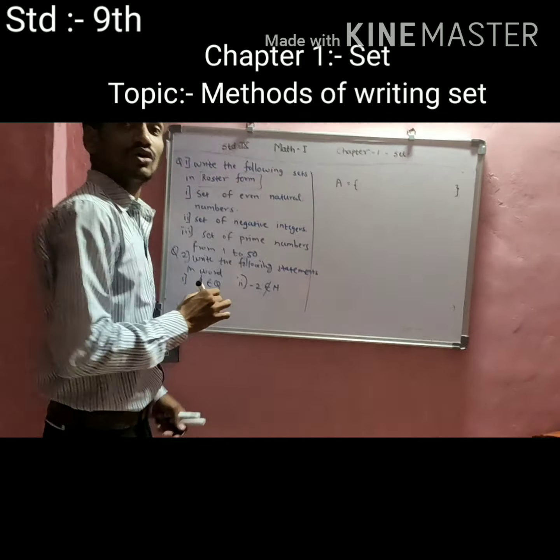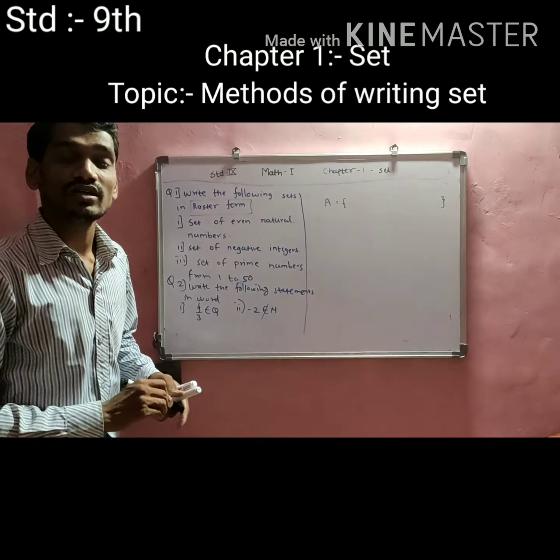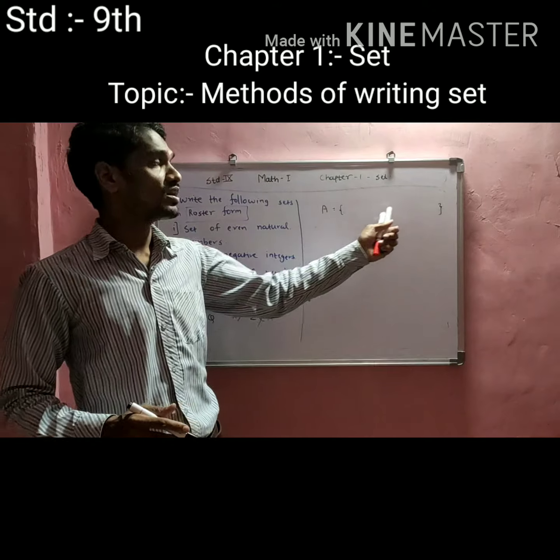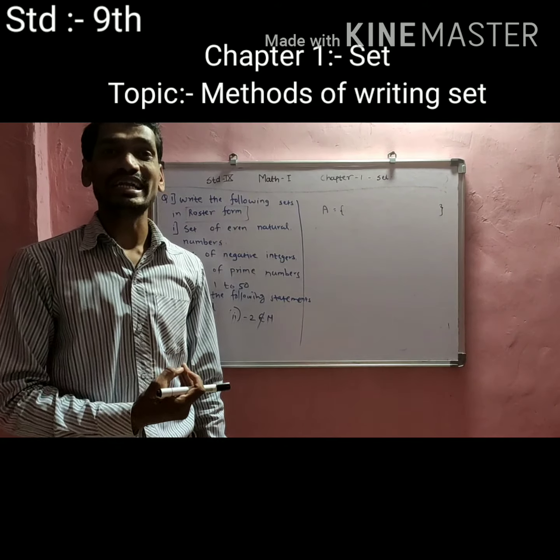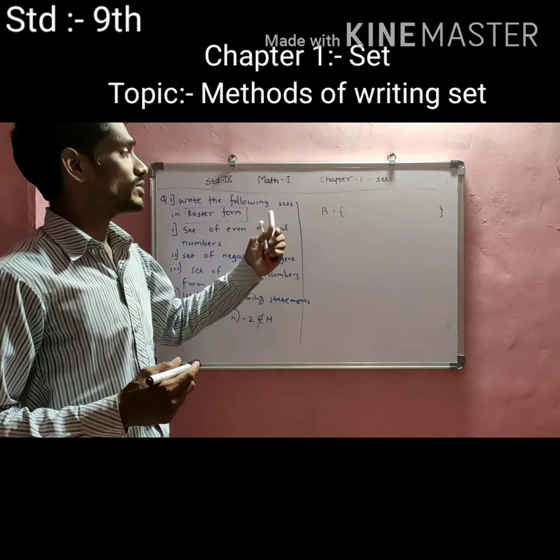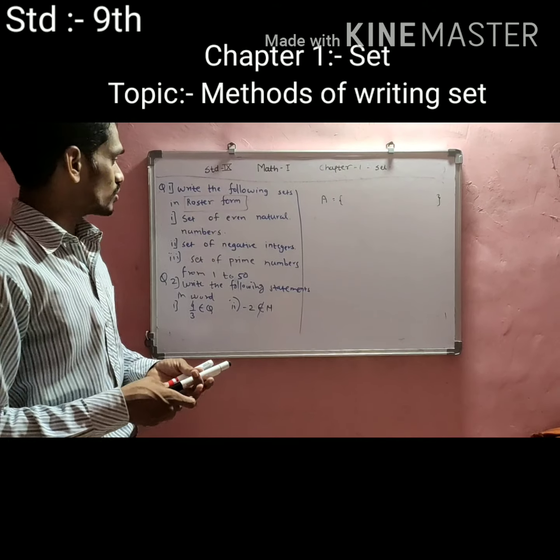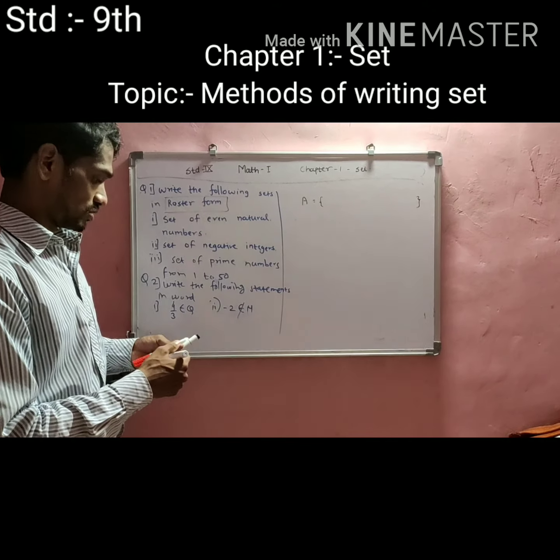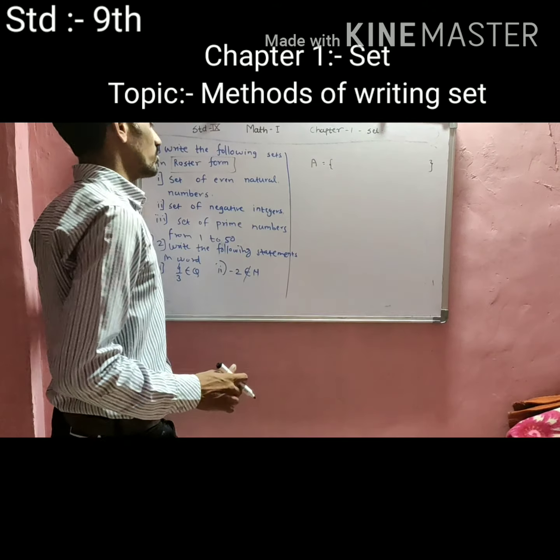What am I saying? In the roster method, students, we take what? Curly brackets, an opening curly bracket and a closing curly bracket, and elements are separated by commas. Okay, students, try to understand. Elements are separated by commas in the roster method. So, students, for that, set of all even natural numbers.